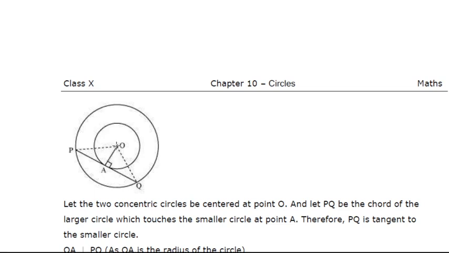If this is perpendicular, it means this is a right angle. Here it is a right angle. This is a 3, this is a 5, then this must be 4. Use the Pythagoras theorem. Now if this portion is 4, then this portion is also 4. 4 plus 4, total length is 8.